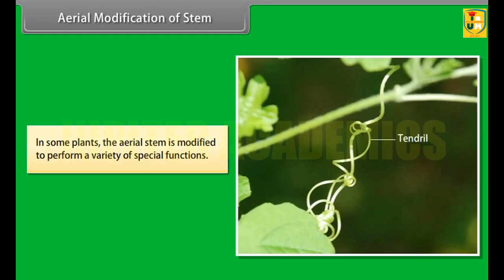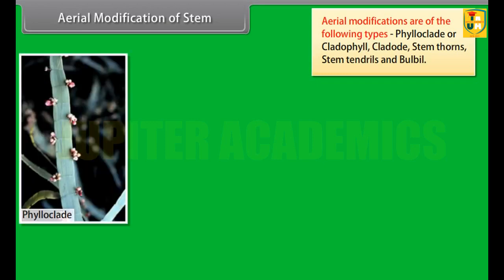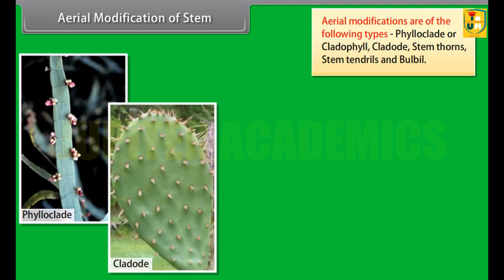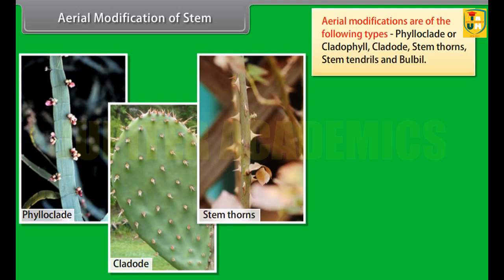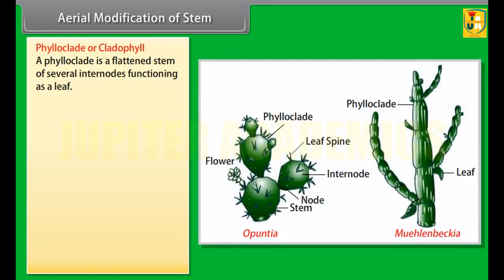In some plants, the aerial stem is modified to perform a variety of special functions. Aerial modifications are of the following types: phylloclade or cladophyle, cladode, stem thorns, stem tendrils, and bulbil. Phylloclade or cladophyle. A phylloclade is a flattened stem of several internodes functioning as a leaf.